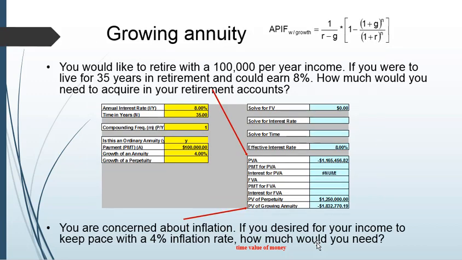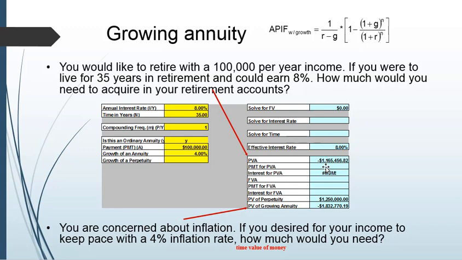One of the questions in investments has to do with changing values, right? You want to retire with $100,000 a year in income. You expect to live for 35 years and you can earn 8% on your money. How much do you need to acquire in your retirement accounts? So when we type this in, 8%, you're going to live for 35 years, you're going to get $100,000, is what you want to receive, right? You need to save $1.165 million.